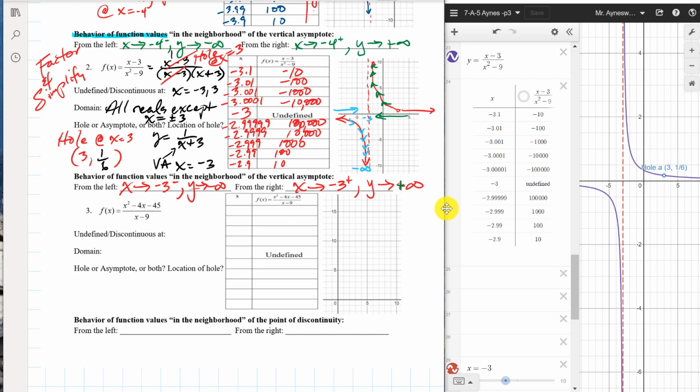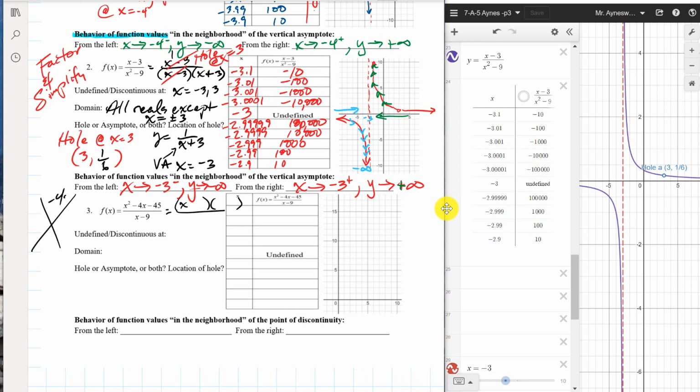On the next one here, you got to factor first. So we got to factor into binomials. Two numbers that multiply to negative 45 and add to negative 4, the middle term. How about negative 9 and 5? Negative 9 times 5 is negative 45, and negative 9 plus 5 is negative 4. So I'm going to factor this as x minus 9 times x plus 5, all divided by x minus 9.